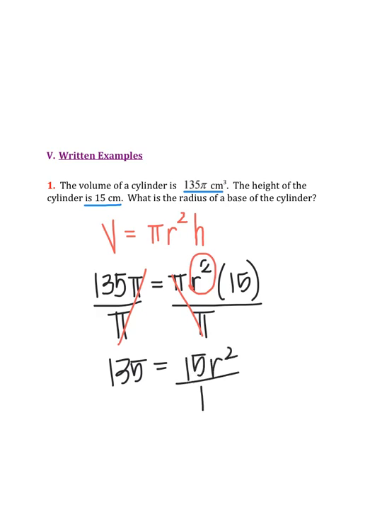I can divide both sides by 15. So now this is going to get me 9 is equal to radius squared. In order to figure out my radius, I'm going to have to take the square root of both sides to just get the radius rather than radius squared. And this ultimately gets me to the fact that my radius is equal to 3 centimeters.